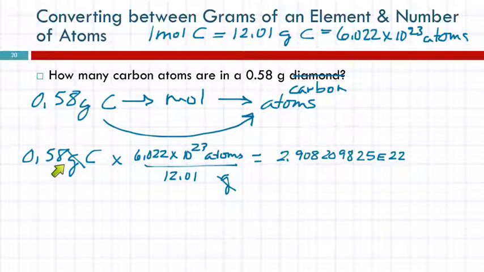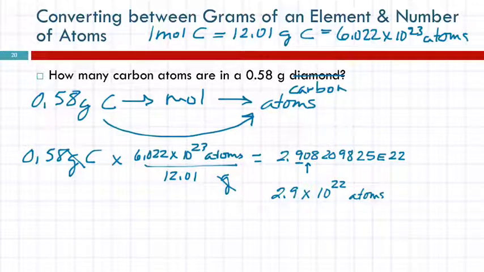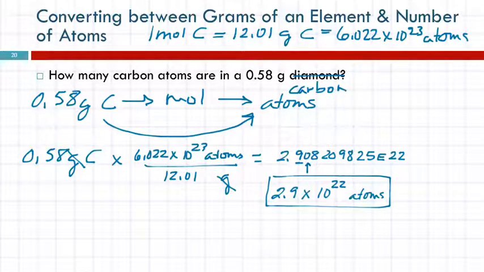So again, I should always check sig figs. So here I've got 2 sig figs, and so this time it's going to be here. And so I look at the next digit, and it's less than 5, so it's just 2.9 times 10 to the 22 atoms. Any questions?